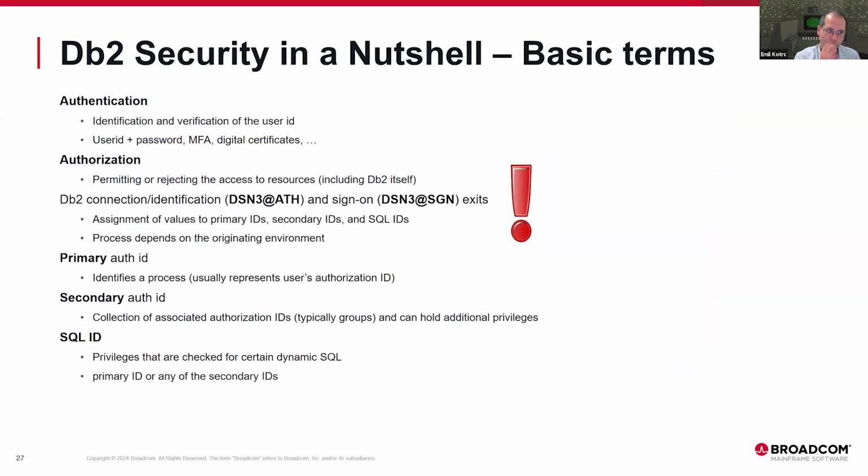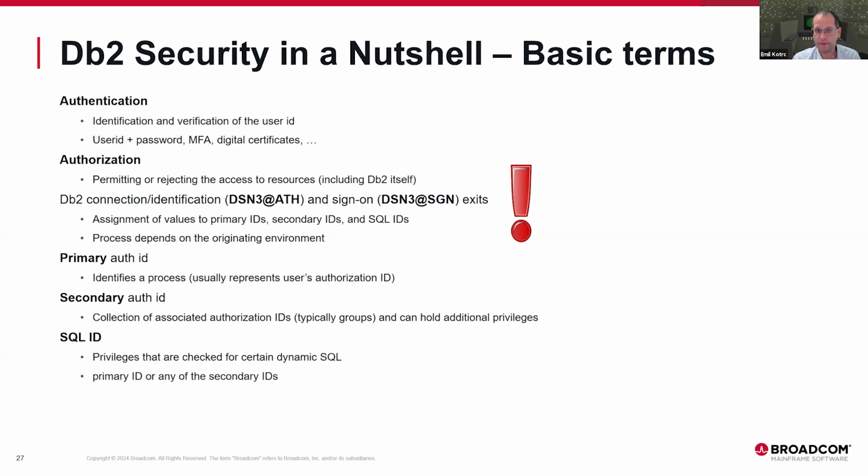A bit more words about authentication and authorization. For authentication, you have some more options than just user ID and password. We have MFA and some other means you can use to identify the users. And more on that is also in that article I mentioned at the beginning, written by Gaia. So make sure you read that and learn more. But what's important on this slide, or what I want to highlight, is the Db2 connection and sign-on exit. They are sometimes overlooked, but they have some important logic. Basically, they drive what will be the primary or secondary auth ID when you connect to Db2 and you run your SQL.